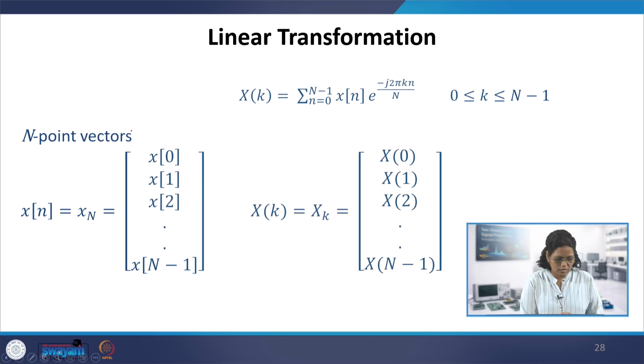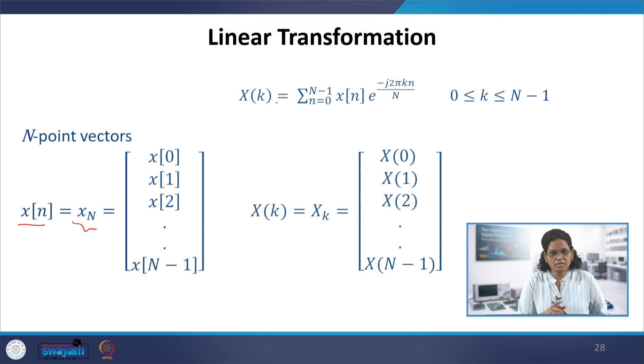Suppose x of n is the vector of samples we had. In the previous example there are 8 samples, 0, 1, 2, 3 and so on, put as a vector. So the order of this vector is n rows, n cross 1, or 1 cross n if you alternate it. So it will have n samples. So this is x of n.